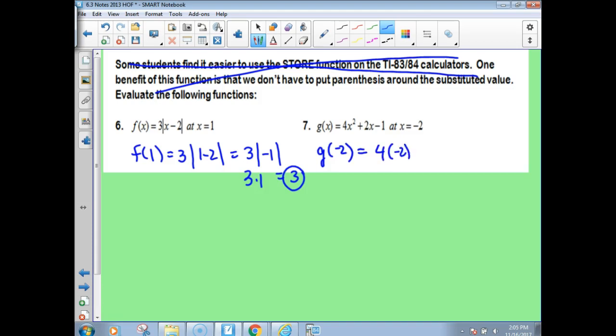4 times negative 2 quantity squared plus 2 times negative 2 minus 1. I often think we're better off just doing it without a calculator than we are with one, simply because you guys probably know that negative 2 squared would be positive, I hope. Negative 2 times negative 2 would be 4. Then we'd have plus negative 4 minus 1, so this would be 16 plus negative 4 minus 1. And 12 minus 1, we should get 11.